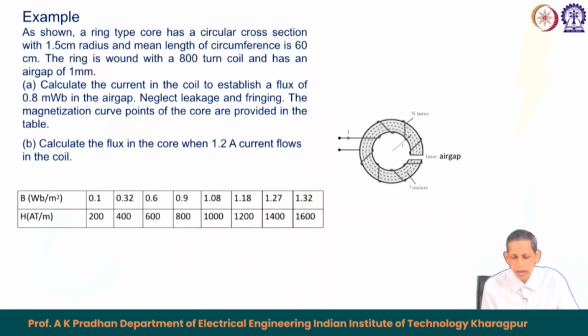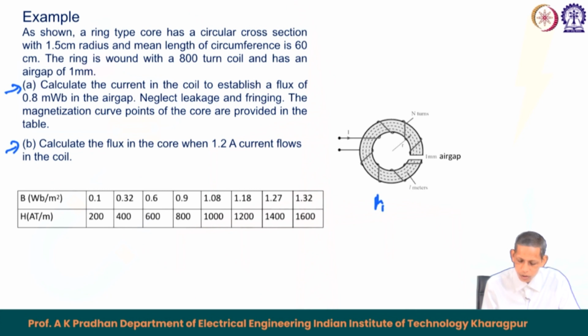So, we have seen this kind of example earlier also, but it has two components, part A and part B. The question is, the ring type core has a circular cross section with 1.5 centimeter radius and mean length of circumference is 60 centimeter. The ring is wound with a 800 turn coil and has an air gap of 1 mm. So, all values for the reluctance calculation are given to us except the mu r part.